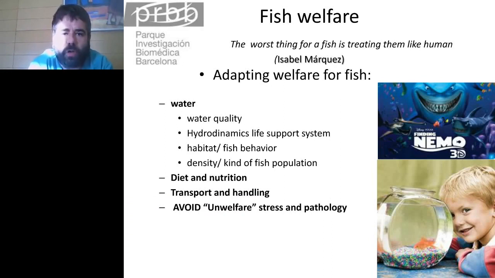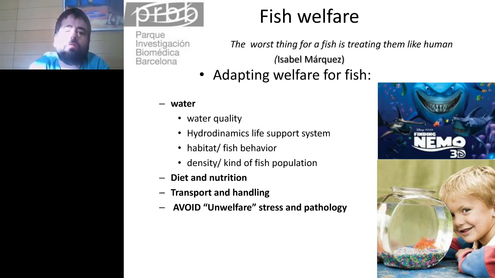If we are working with fish, as Isabel Marquez said, the worst thing for a fish is treating them like a human. That means that we have to change our point of view, and also our knowledge about taking care of animals, because they are more interested in other things and they need other things than mammals or other vertebrates. First of all, we have to take into account that fish are aquatic animals, so we have to take care about the water. The water quality is really important, but also the dynamics, the way that the water is going to flow around the tank and around the life support system.